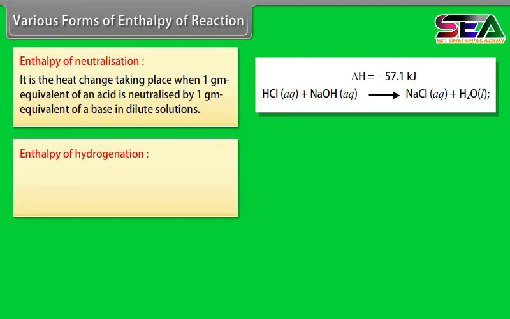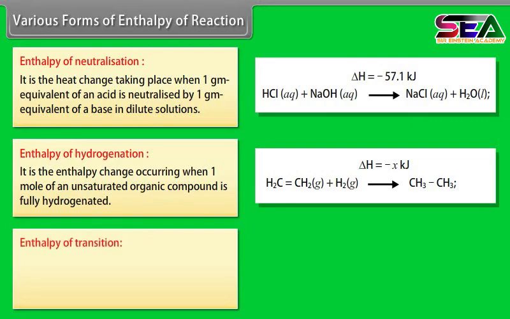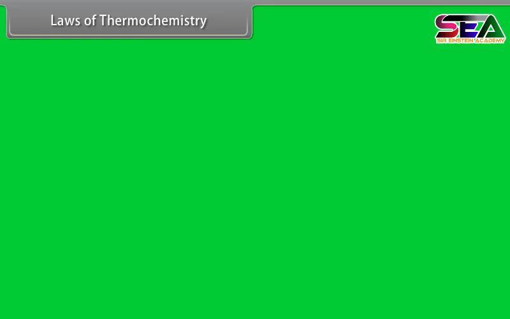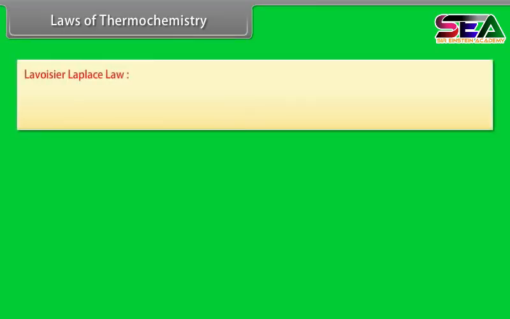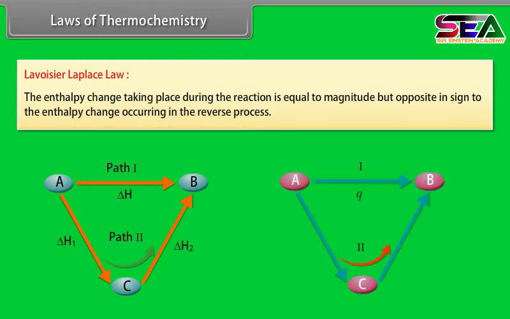Enthalpy of hydrogenation. It is the enthalpy change occurring when 1 mole of an unsaturated organic compound is fully hydrogenated. Enthalpy of transition. It is a heat change occurring when 1 mole of the substance undergoes transition from one allotropic form to another. Laws of thermochemistry. Lavoisier-Laplace law. The enthalpy change taking place during the reaction is equal in magnitude but opposite in sign to the enthalpy change occurring in the reverse process.